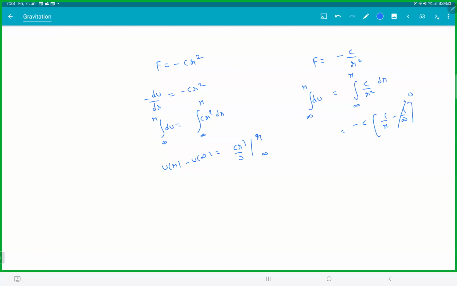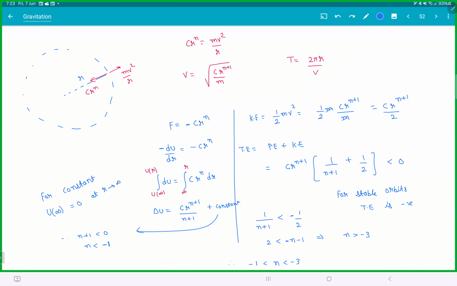If you have c in the numerator, if you have r power 1, r power 2, in these systems the energy will not be defined at infinity. You can't take infinity as a reference. Clear?